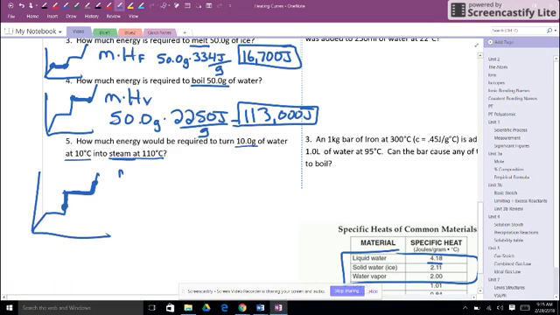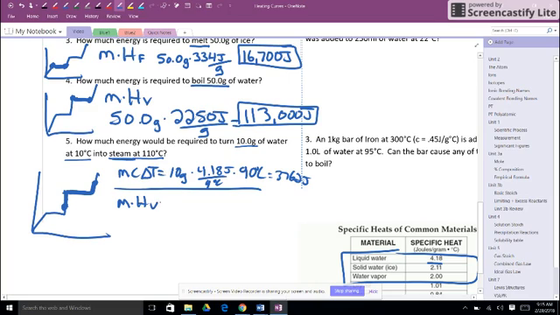So first, we have MC delta T. We have 10 grams of water. The specific heat of water is 4.18. And we're going from 10 to 100, so that's a delta T of 90 degrees Celsius. Okay, I'd calculate this one out, and we get 3,762 joules.